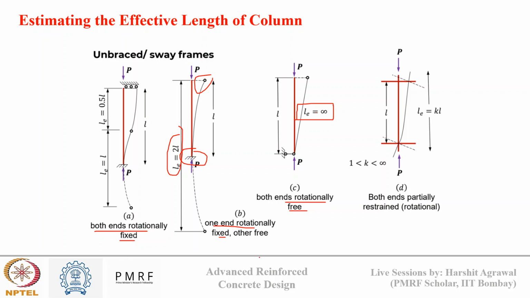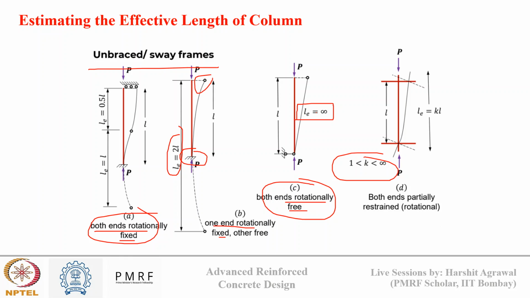Now, these two cases are extreme cases for us, fixed and free. So any other case will be a partial restraint case only. So we can say the k value for an unbraced frame lies between 1 and infinity.